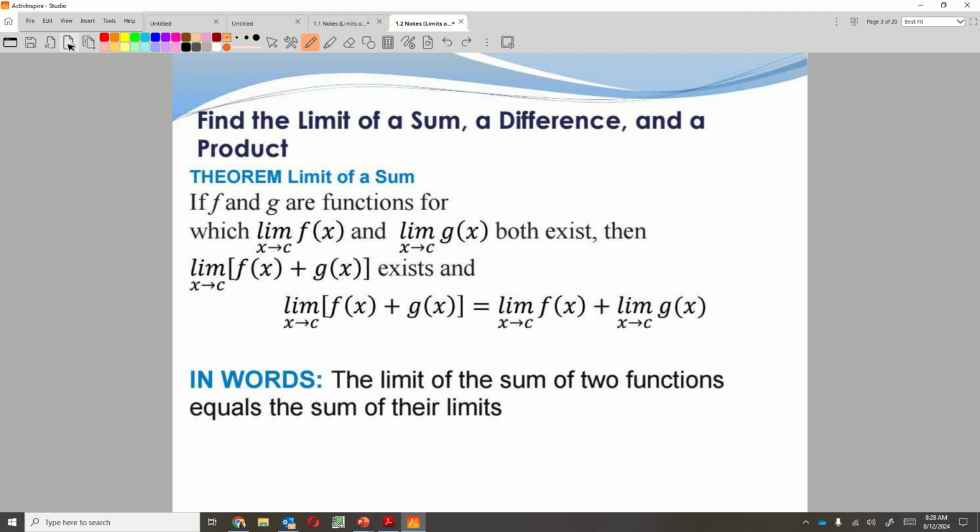Okay, so find the limit of a sum, a difference, and a product. If f and g are functions such that the limit of f of x as x approaches c and the limit of g of x as x approaches c both exist, then the limit of f of x plus g of x as x approaches c, you could separate into the limit of f of x as x approaches c plus the limit of g of x as x approaches c. So the limit of both of those individually.